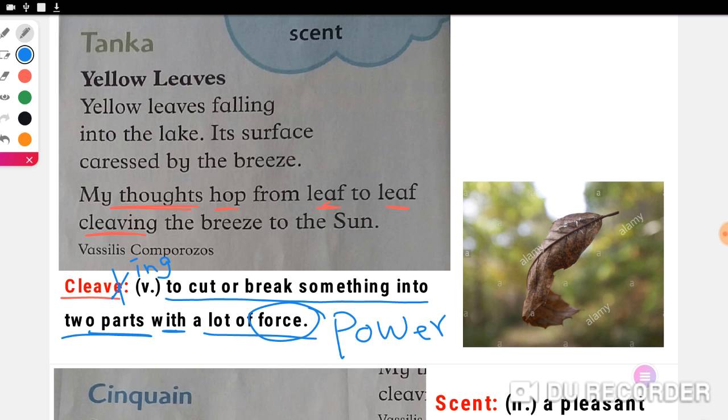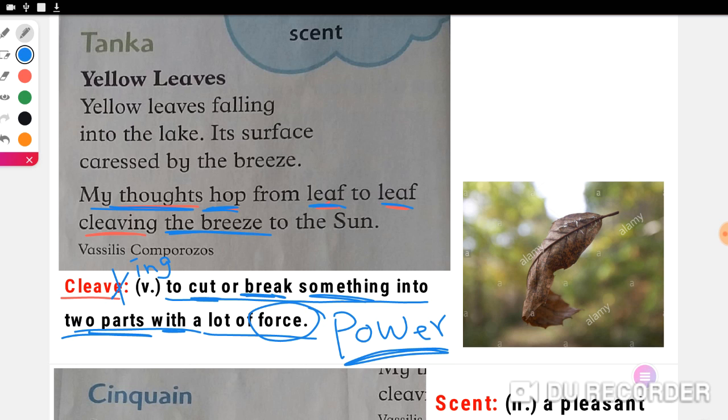or like birds that are flying very fast and very powerful. So what will happen when they fly so fast and so powerful? They will cut or break something into 2 parts. But what will they cleave? We have here my thoughts, my ideas, hop from leaf to leaf, and the cleaving, they cut the breeze.